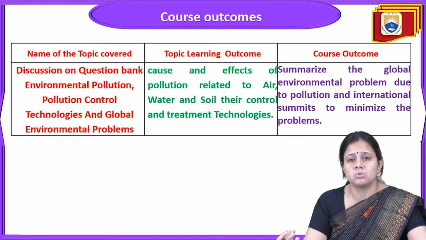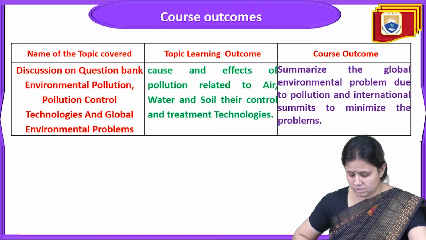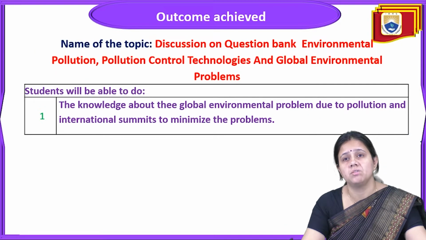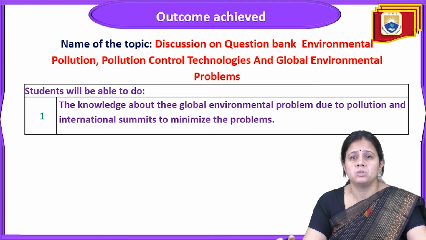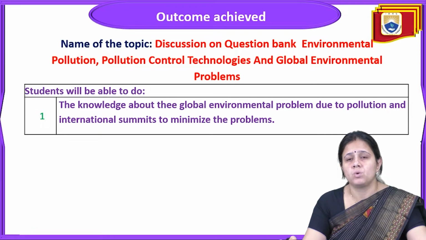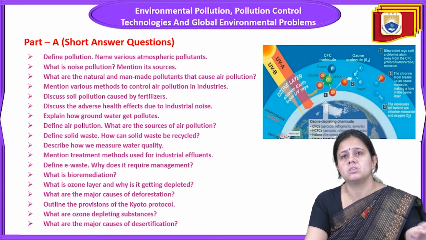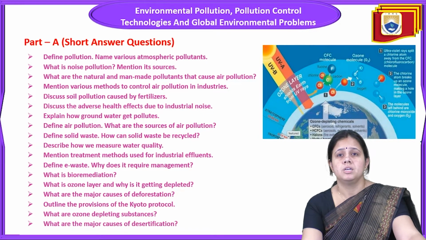We are going to discuss global environmental problems and their mitigation and prevention, what has been done by the nations and the world to mitigate pollution. At the end of the course, a student will be able to understand the knowledge about global environmental problems due to pollution and the international summits to minimize the problems, meaning whatever summits have been made to minimize them. Now let's start with the first question.